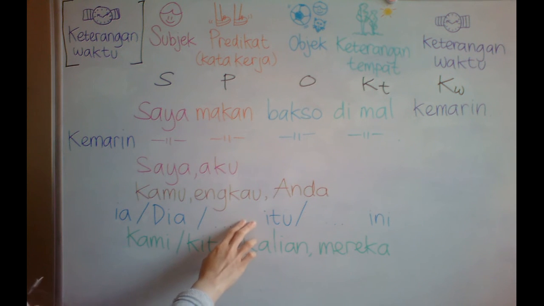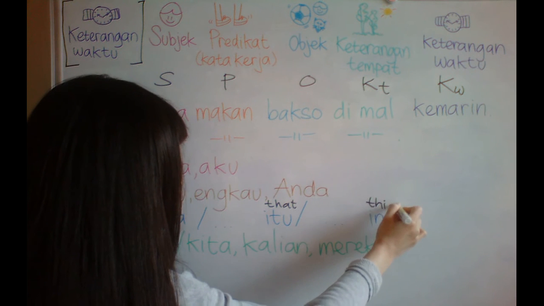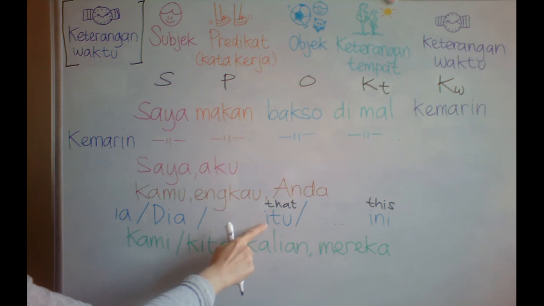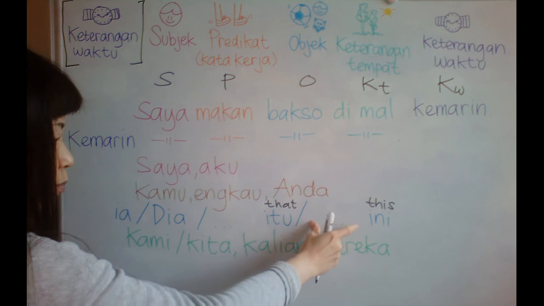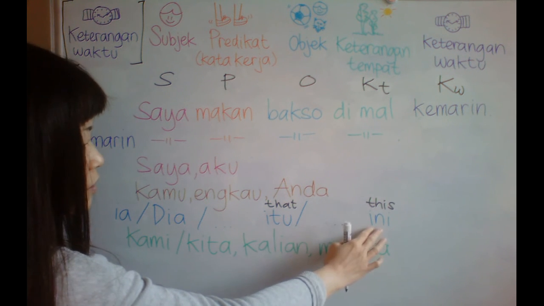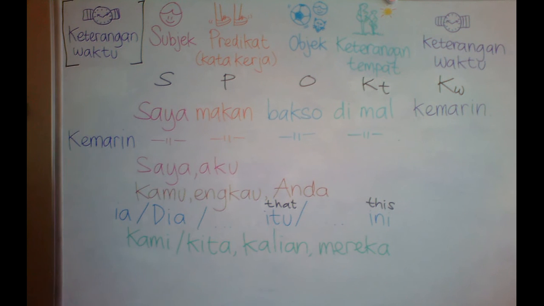And for it, in the Indonesian language they don't have it. They have to put itu or ini. Itu is that. Ini is this. So you put the animal or the thing here, and then you put itu, and you put the animal or thing, and this ini. Let's try to say mouse.